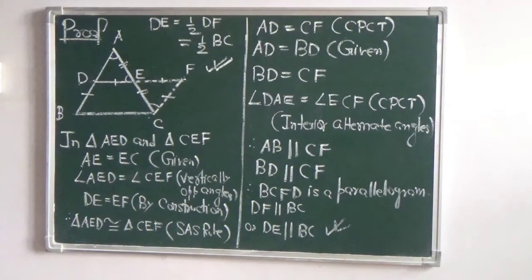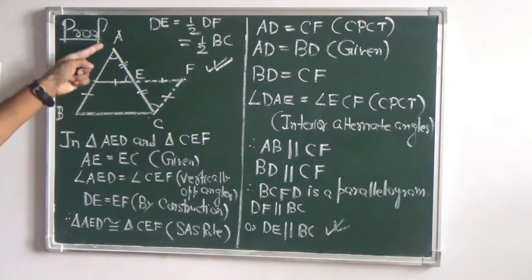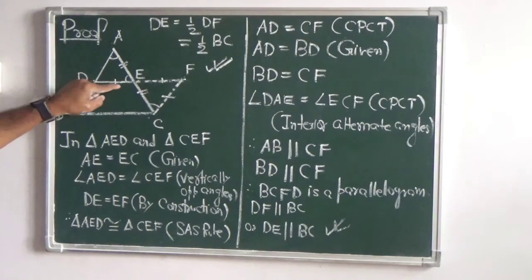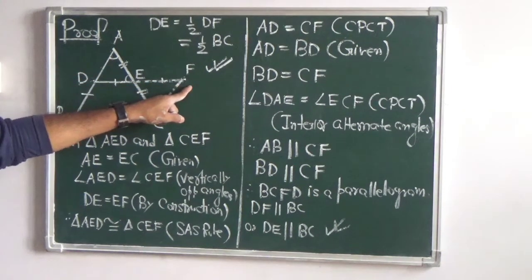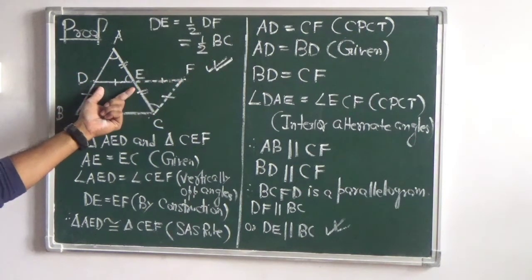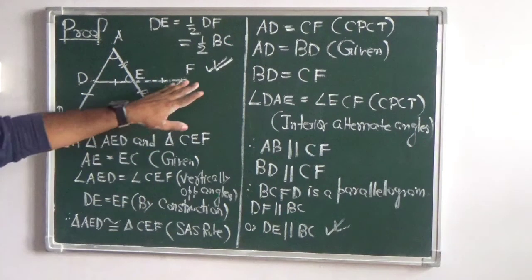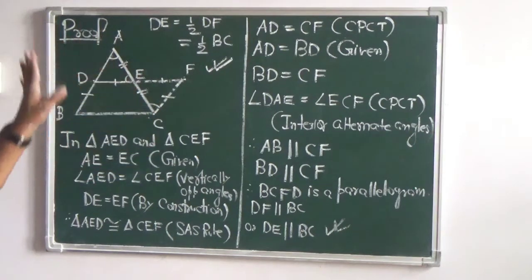So let us start right from the beginning once again. We take the triangle ABC. Given condition is D is the midpoint of the side AB, E is the midpoint of the side AC. Now join the points D and E. This line segment is now extended till F in such a way that DE and EF are equal. Then we join the point C to F. So this completes our figure.